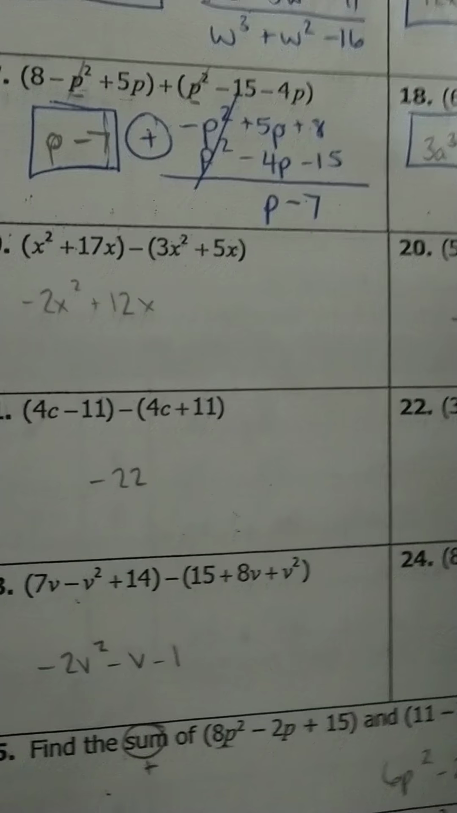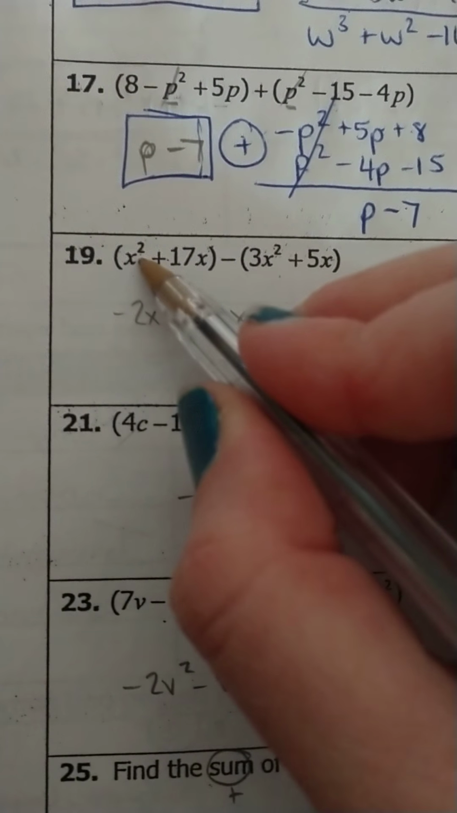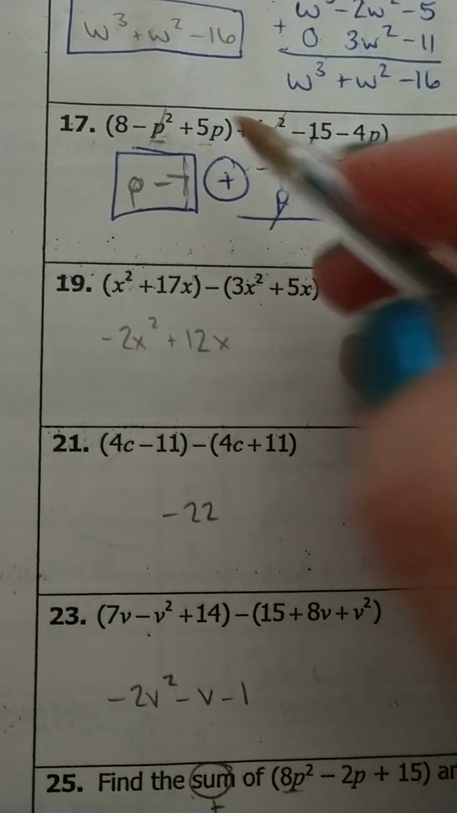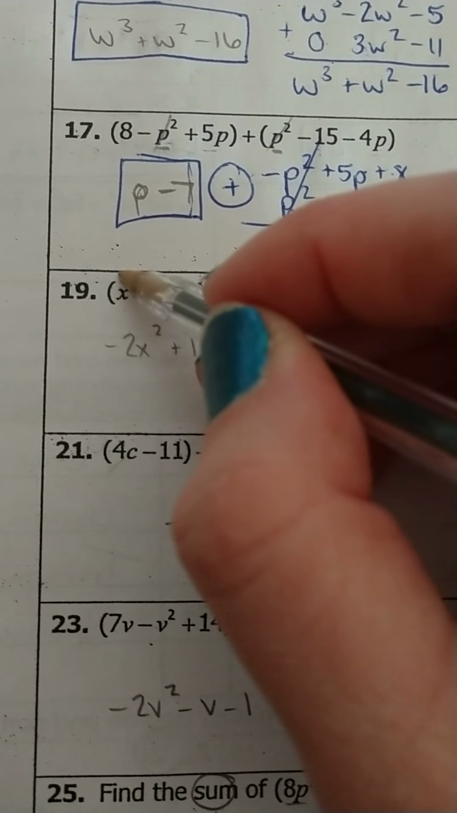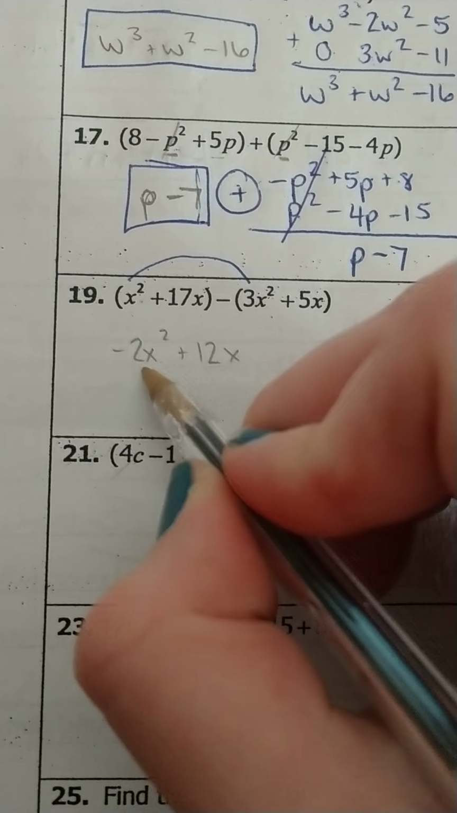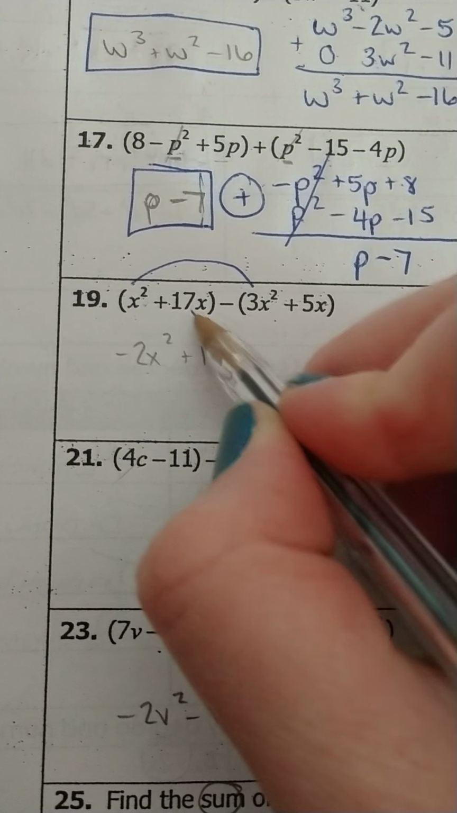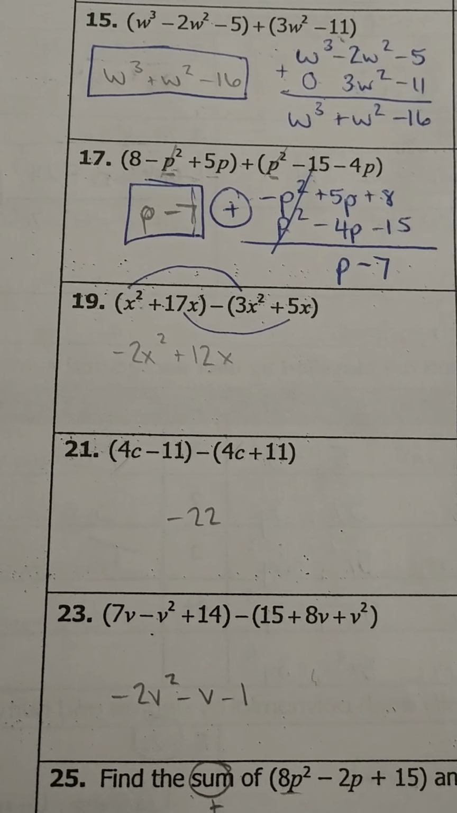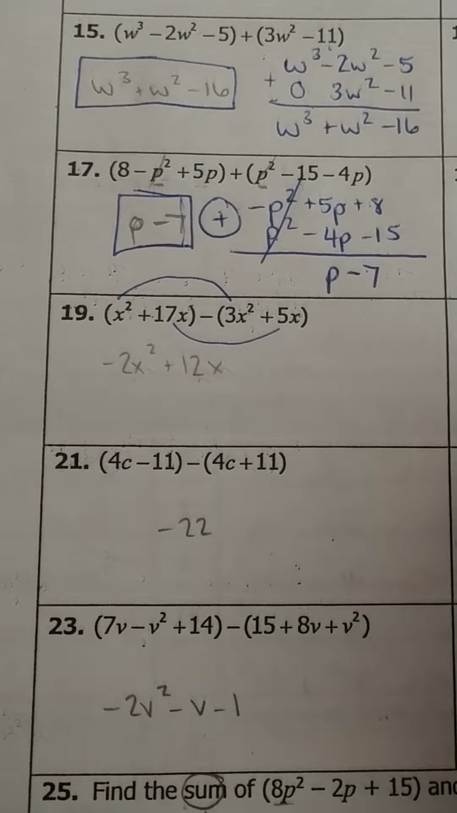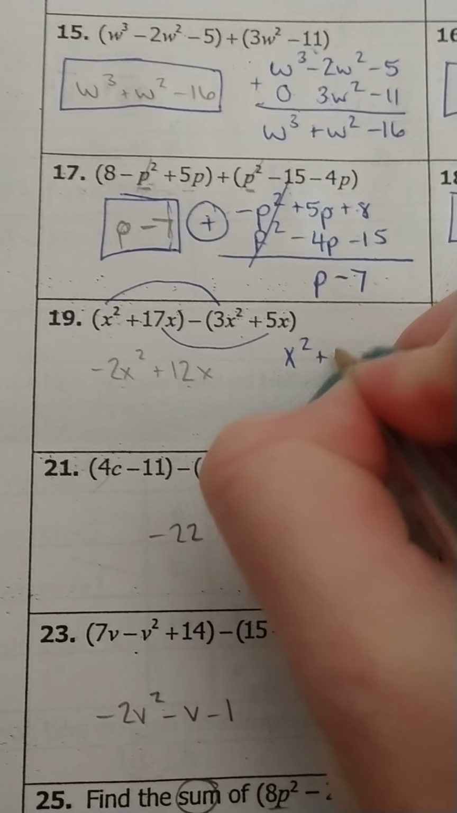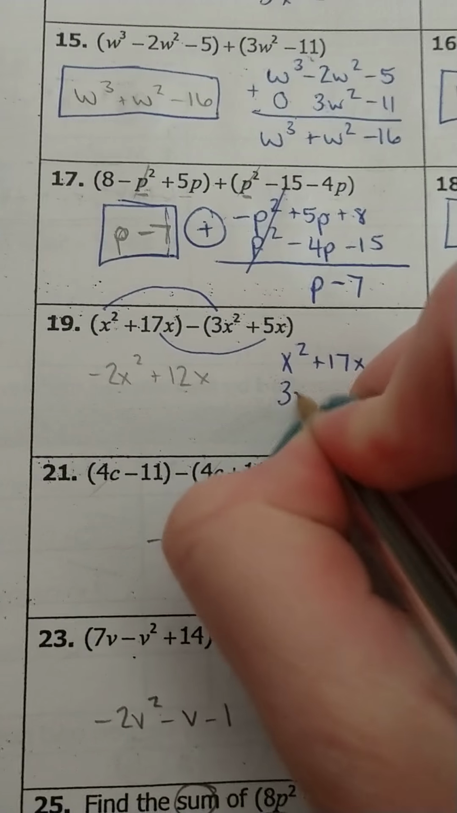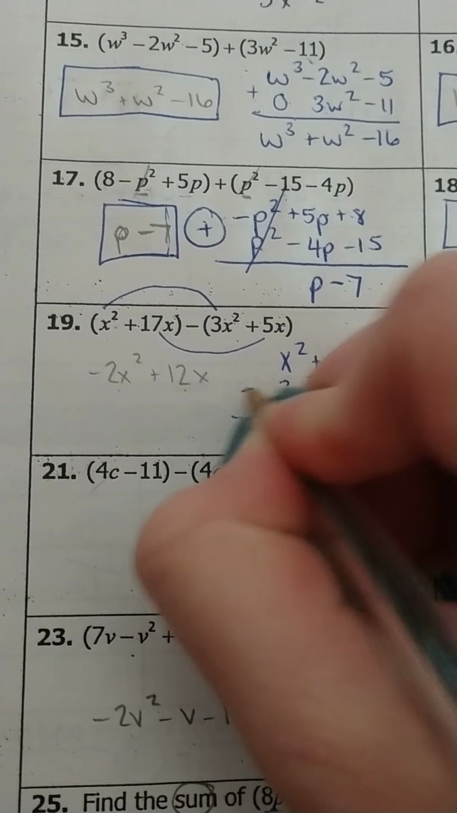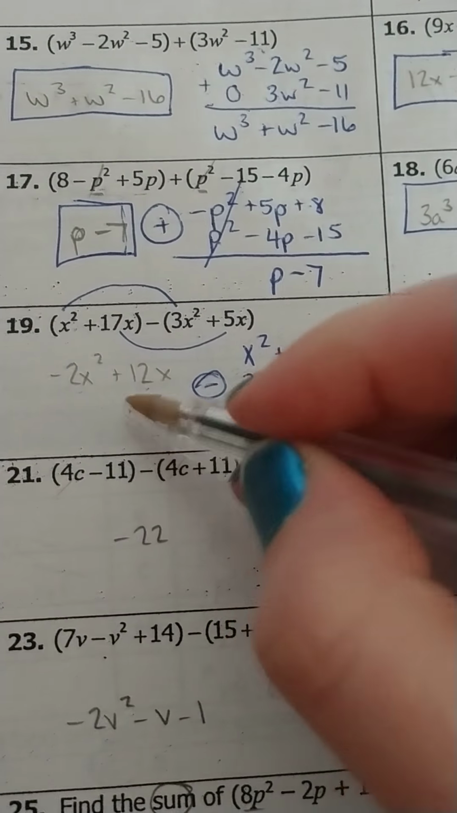All right, 19. 19 is our first subtraction problem. So go back. Is it in standard form? Yes, it is. Both of these are in standard form. So if you are capable of saying, all right, I've got 1 minus 3 and get a negative 2, and then 17 minus 5 and get a positive 12, if you're capable of doing that, be my guest. If not, go ahead and write it out. x squared plus 17x, 3x squared plus 5x, and then make sure you're subtracting between both and you'll get the same answer, guys.